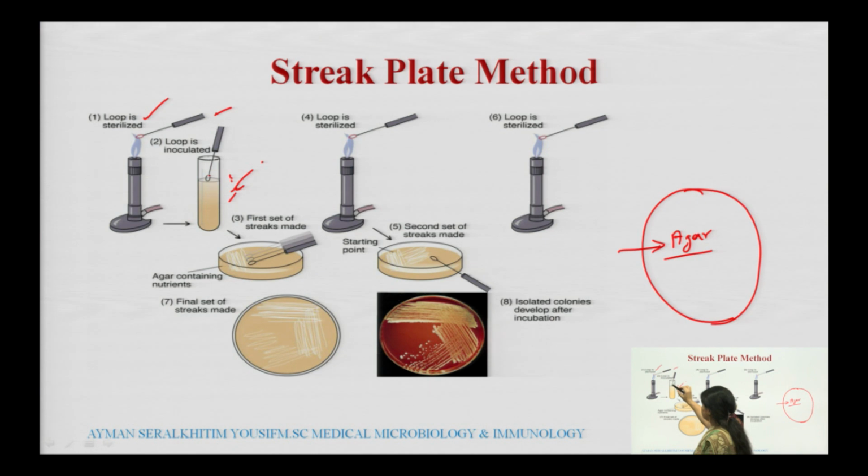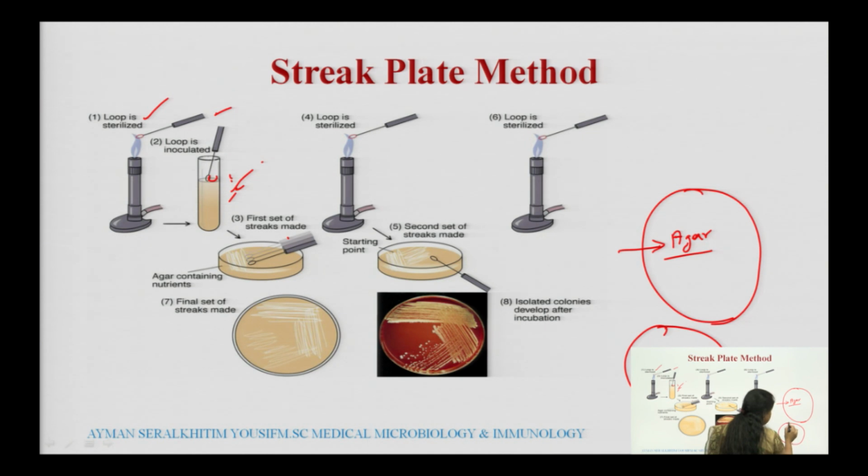We will put that inoculating loop in that culture, and once we have taken the culture, a drop will come onto the inoculating loop. That loop will then first be put on the plate, and on the plate we will try to make streaks. The plate contains solid media, and we will take the loop and streak it out.